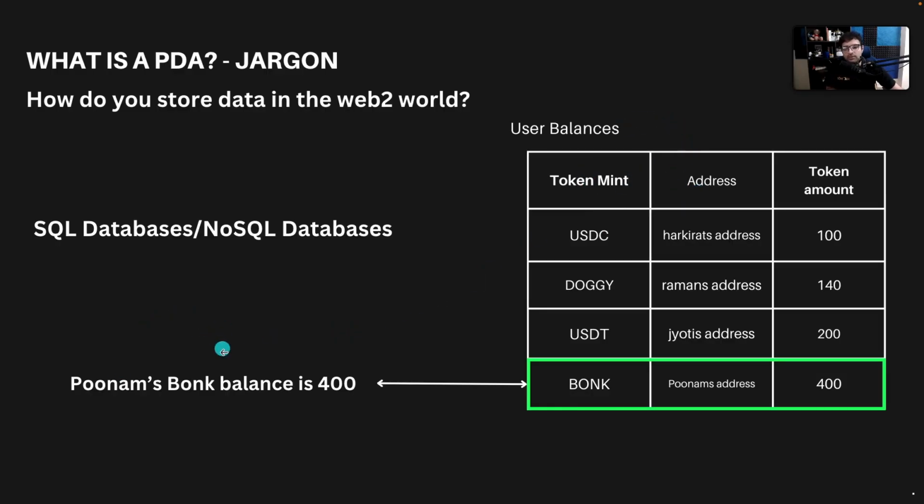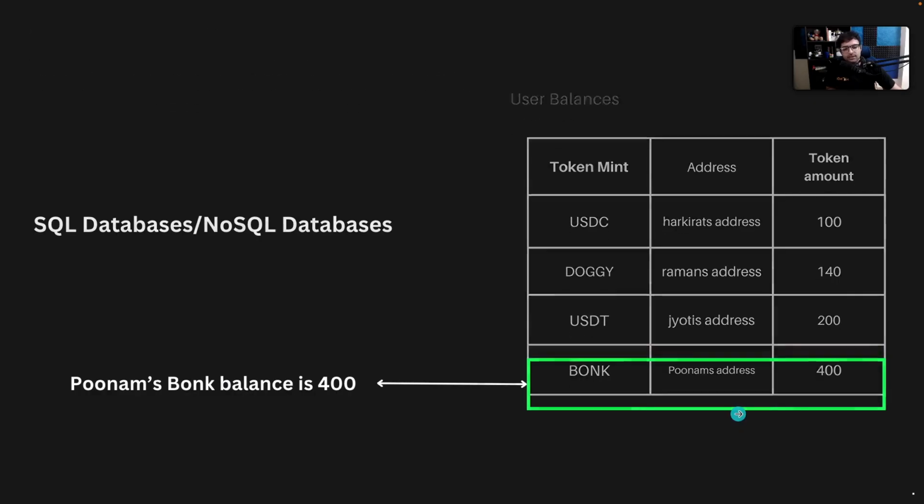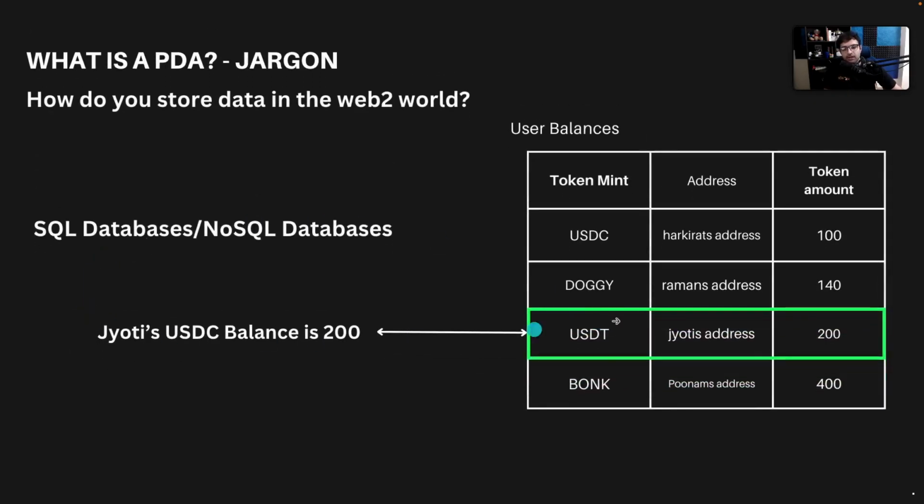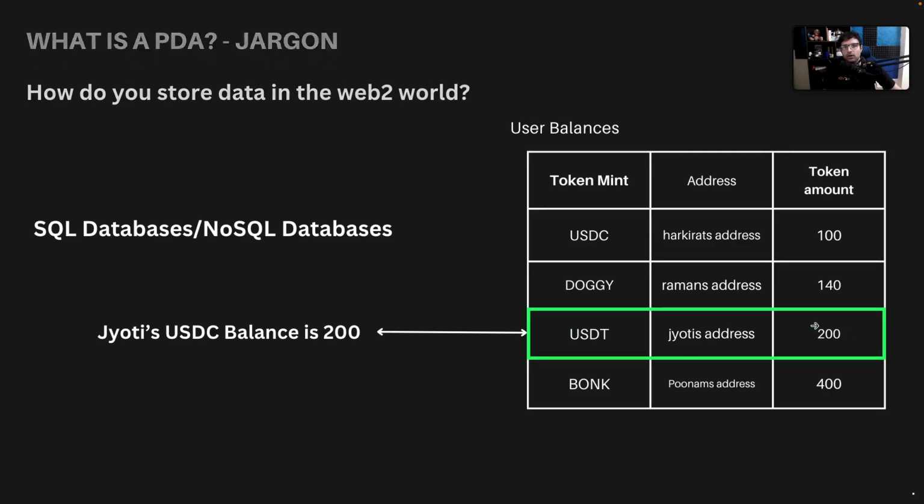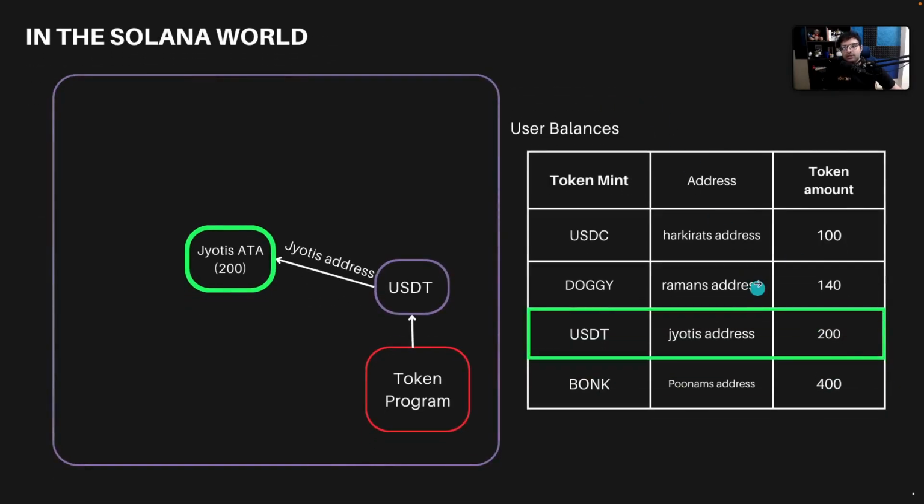So Poonam's Bonk balance is 400. That is what this row means. What does the row right above it mean? Okay, Jyoti's USDC balance is 200. Again, Jyoti and USDC together can determine how many tokens they have. So similarly in the Solana world, this is how it would look. Okay, this is the token program, this is the USDC mint, and this is Jyoti's address. Given this token program, this USDT mint, and Jyoti's address, this is the public key where we are storing this data.